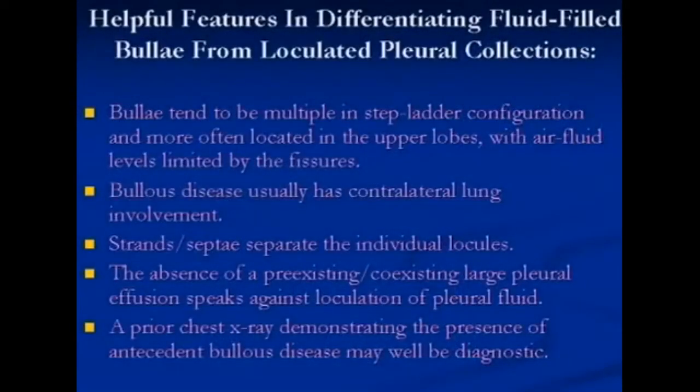Okay, so bullae tend to be present in both lungs, in step-ladder fashion, usually in the upper lobes. So all this fits above the level of fissures. The contralateral lung is important because it helps you make that diagnosis. Both can have strands and septa, so that's not such a differentiating point. But the absence of a big pleural effusion speaks against an empyema. And sometimes the only thing that's going to help you is, like that first case, when you have the old chest x-ray showing a bulla that was there well before anything started up. So you just got to be careful because it's a major mistake to put a chest tube in an infected bulla.